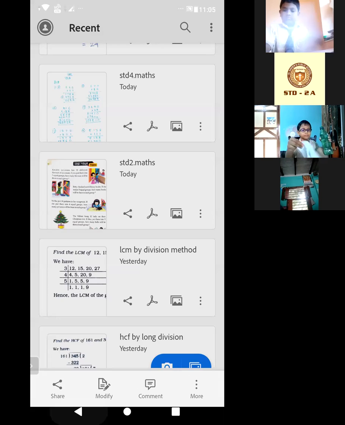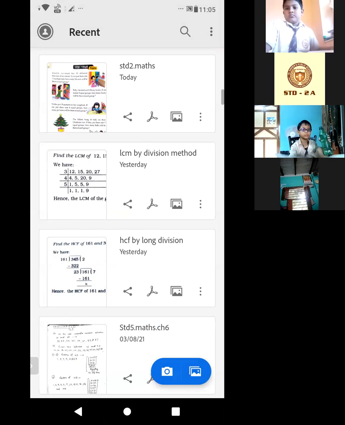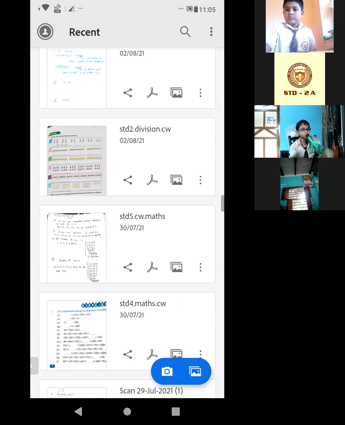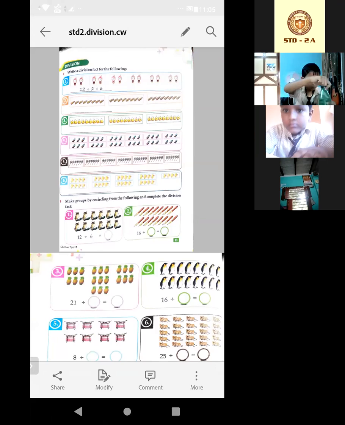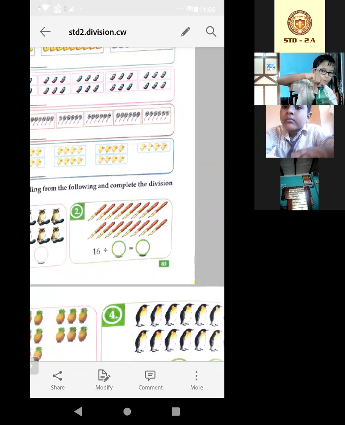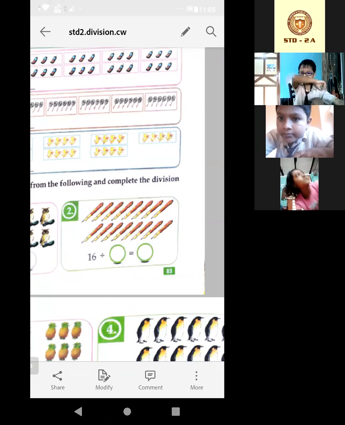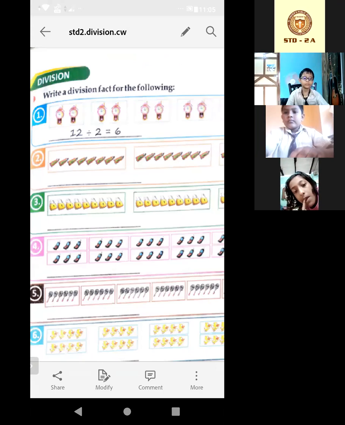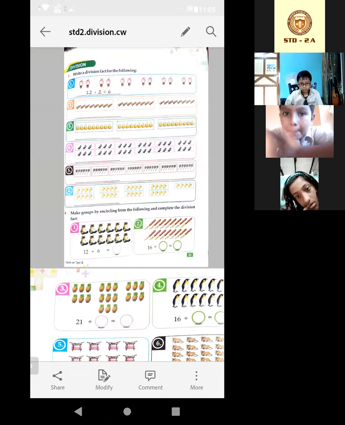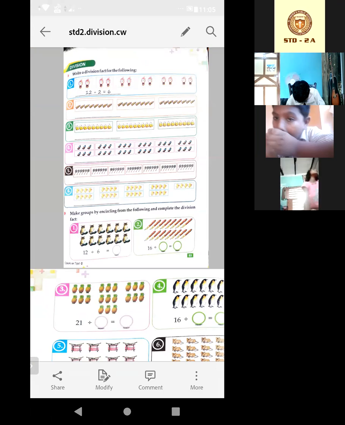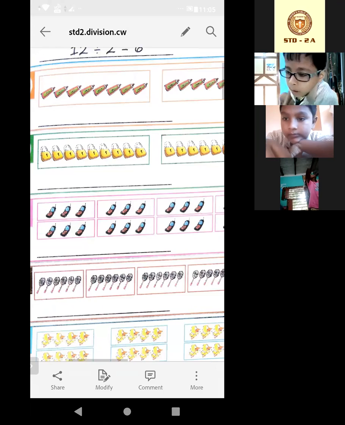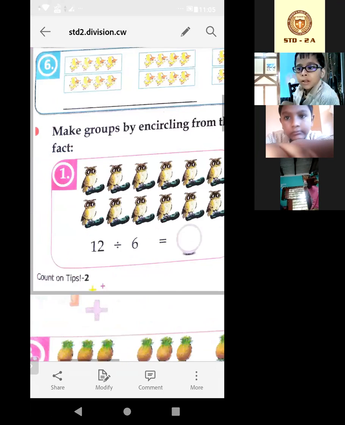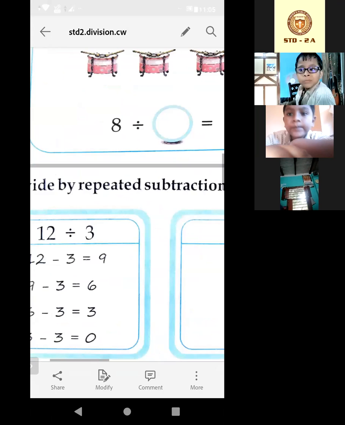All of you look at the screen. Look at this type of thing. This thing has not been done, na? Page number 83. These things have not been done. Just look at this. Basically, we have to count how many total, suppose lock, key, pencil, flower, ice cream, whatever. Birds, owl, pineapple, but we have to count the total number.